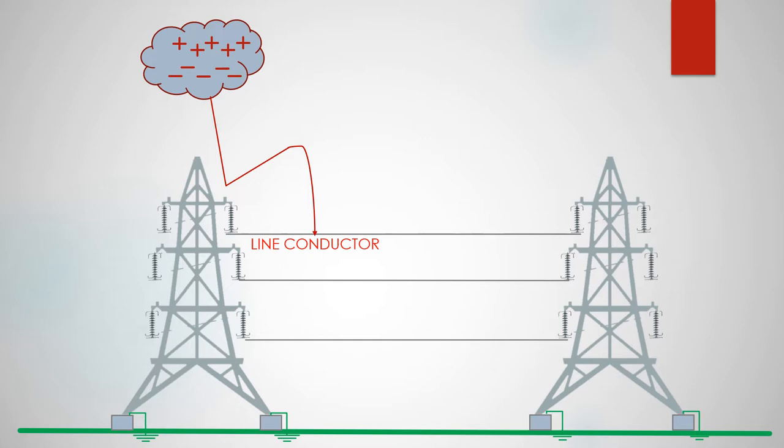The voltage due to the stroke, being of the order of several million volts, would cause insulator flashover, puncture and shatter. The wave would reach the substation and produce stress on equipment insulation if these are not protected by a suitable arrestor in time.